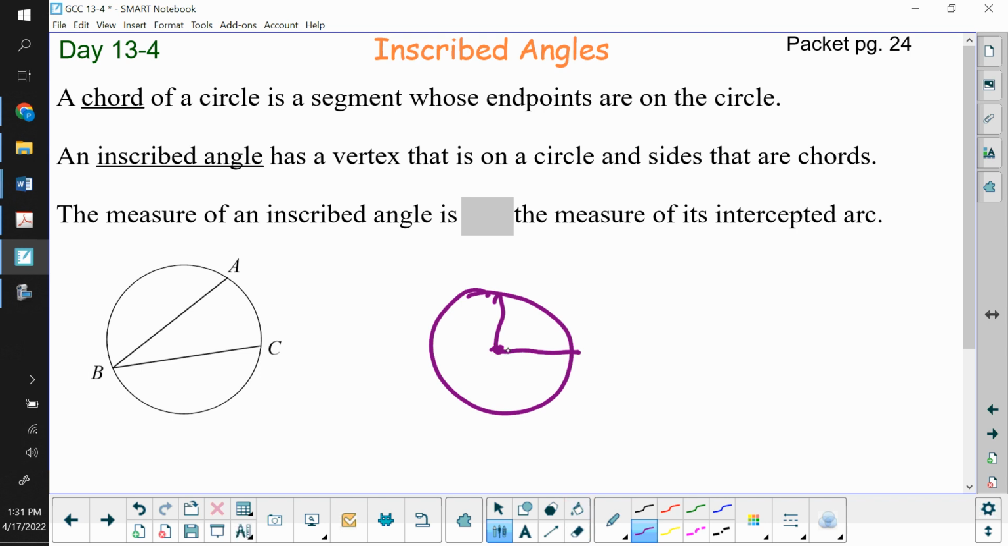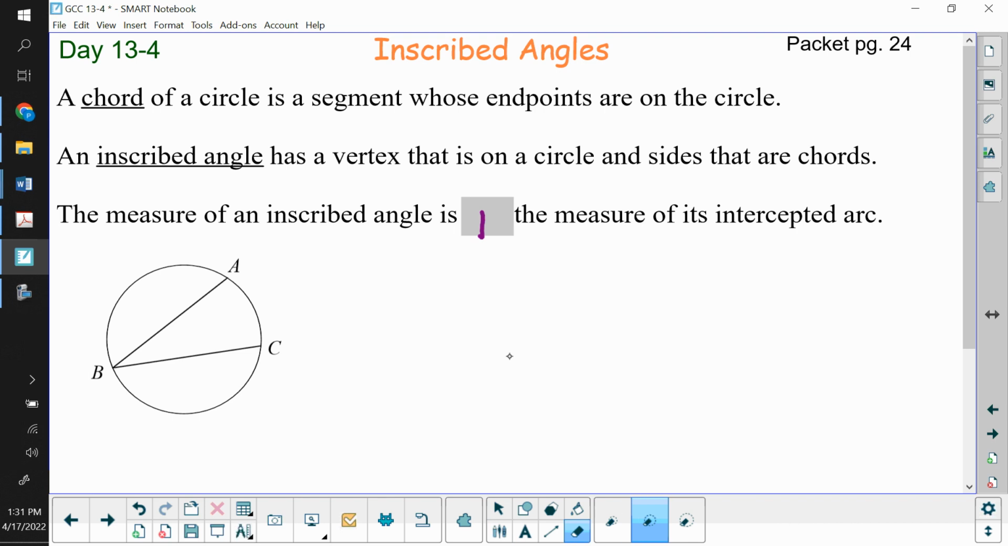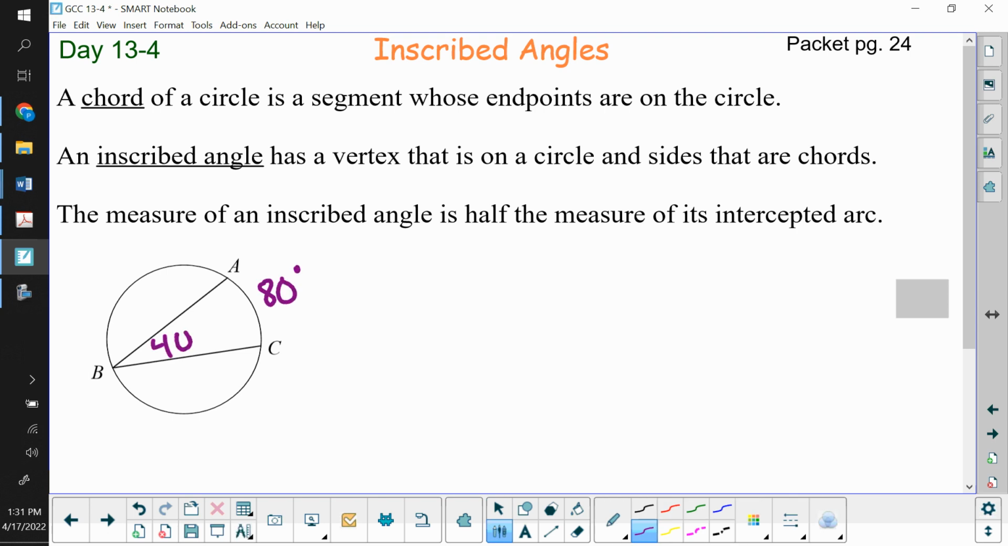Okay, so just to compare the two. Central angle on the right, inscribed angle over on the left. Central angle, if this was, say, 80, this was 80 as well. It's going to be different for an inscribed angle. If you have an inscribed angle, the measure of the angle is half the measure of the arc it opens up to. So, if this arc was 80 degrees, the inscribed angle would be half of that, so 40.